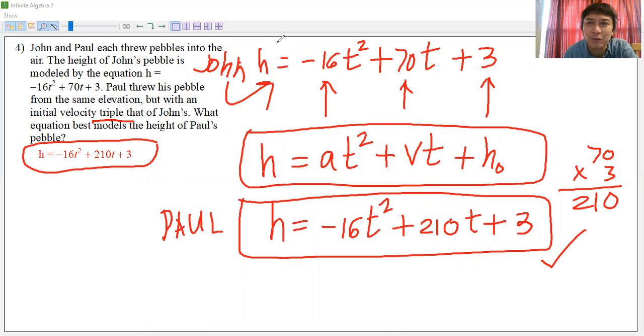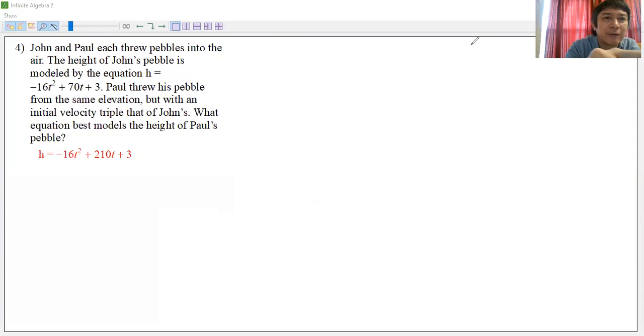Let's continue with number 5. I hope this one's clear. So this will now be cleared, and then we proceed to number 5.